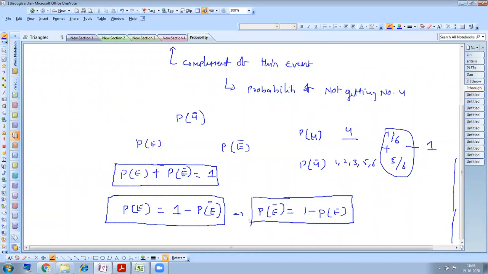Complement is nothing but which is not true of the given event. If you are asking how many chances there are for it not happening, that is only the complementary. Guys, is anyone clear with the complementary? If not clear, please let me know, guys. I will move to some questions.